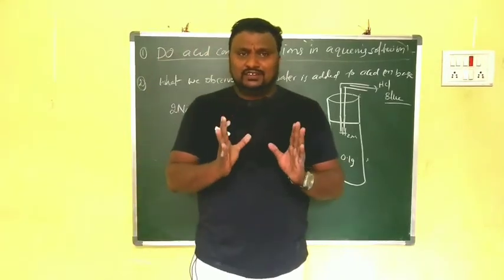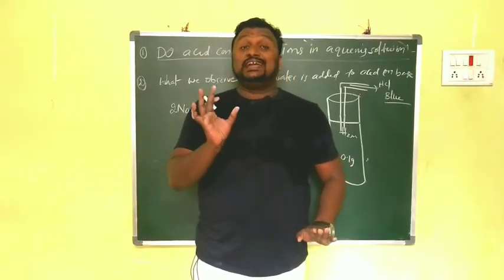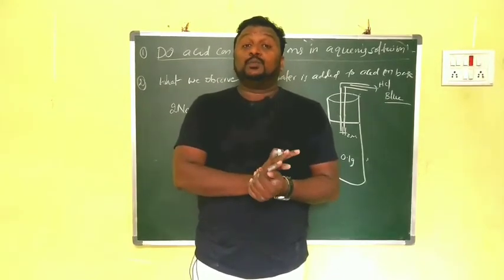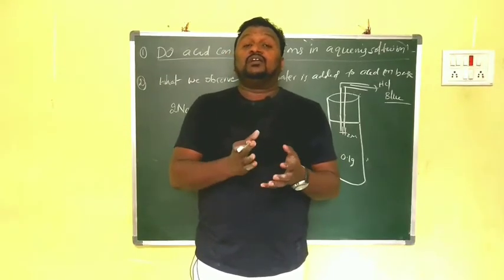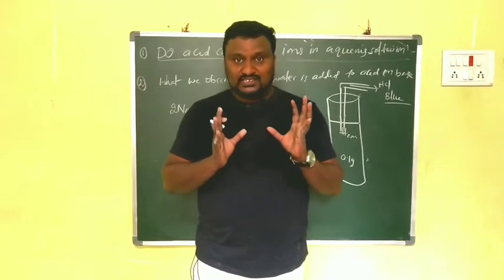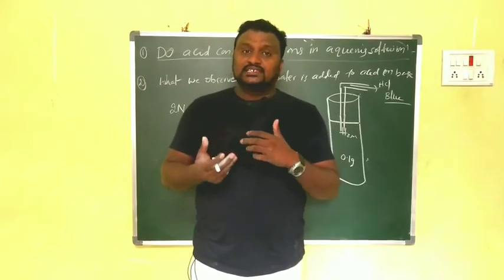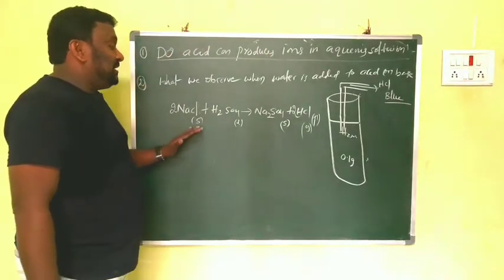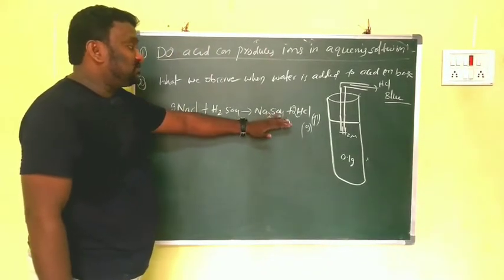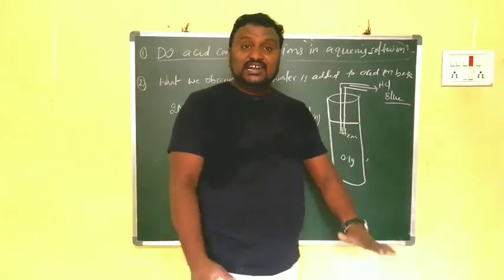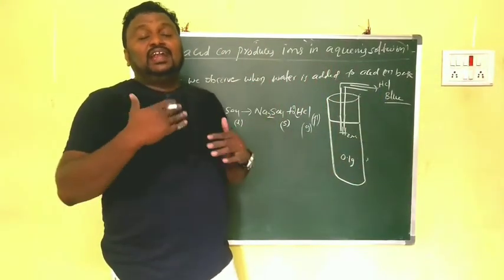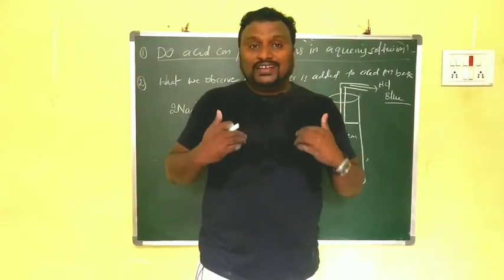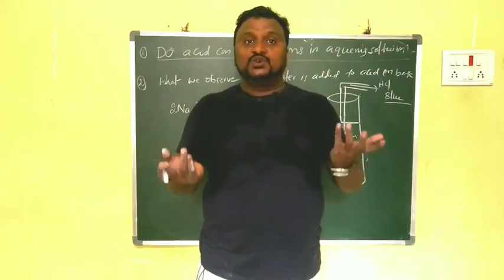Simple. We take one dry test tube. In that, we take 0.1 gram of NaCl. To that we add concentrated H2SO4. After that, a reaction goes on between these two, shown like this: 2NaCl plus H2SO4 gives Na2SO4 plus 2HCl. That is the reaction between these two, and HCl is liberated. Now we want to examine whether that is an acid or not.